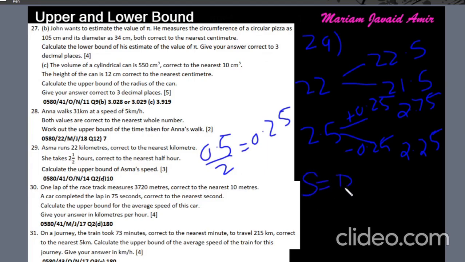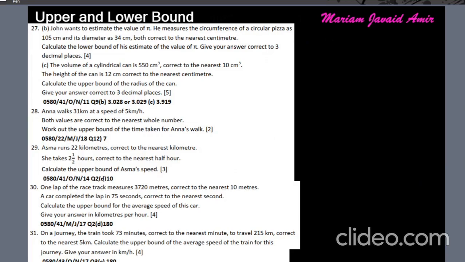Speed is distance over time. We need the upper bound speed, which means we need upper bound distance and lower bound time. So distance will be upper bound 22.5 and time in lower bound is 2.25. Okay. So 22.5 divided by 2.25 is 10. Question 30.